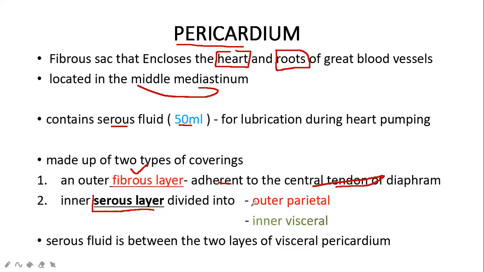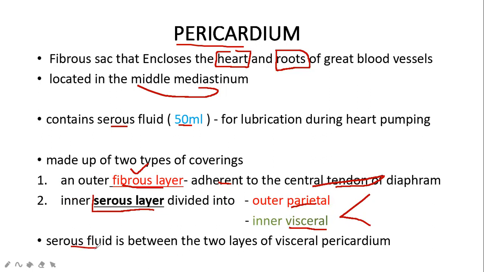The serous layer is then divided into an outer parietal layer and a visceral layer. I mean, this is simple. You remember from when we did the pleural cavities, with the parietal outer layer and then a visceral layer. The visceral layer is adherent to the heart, and the parietal layer is adherent to the fibrous layer. So from outside going in, we go fibrous layer, parietal layer, and then visceral layer.